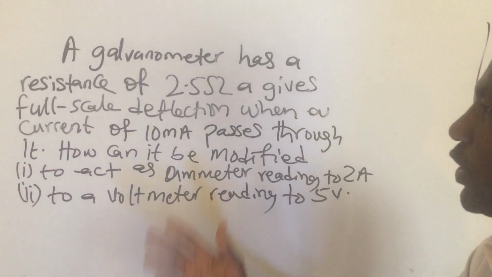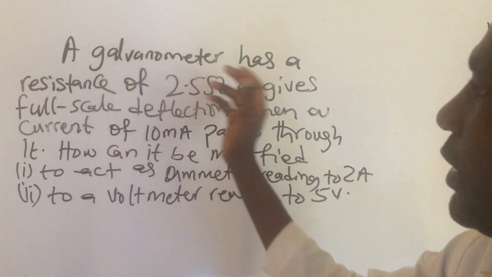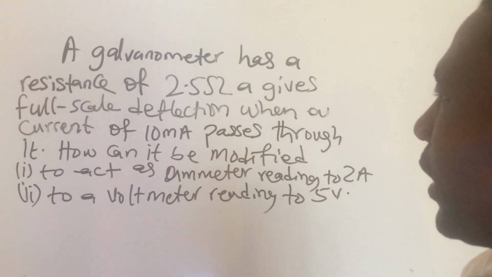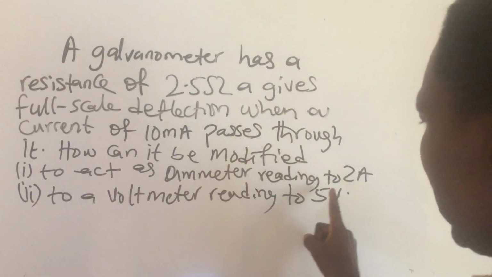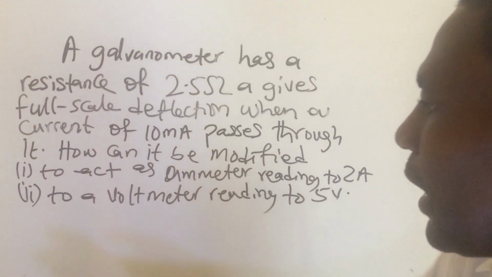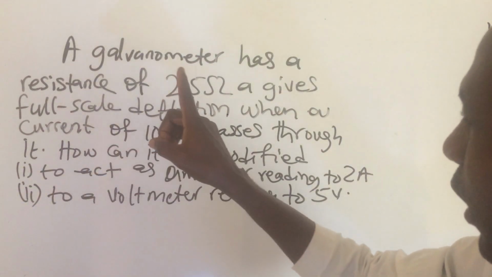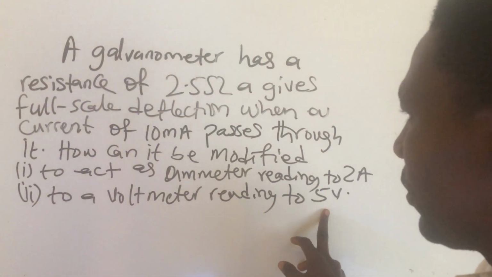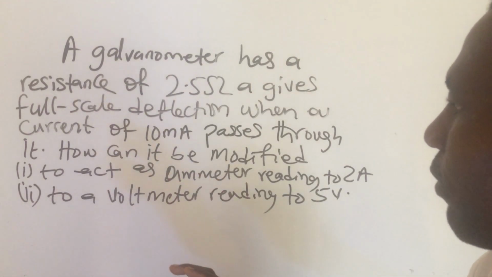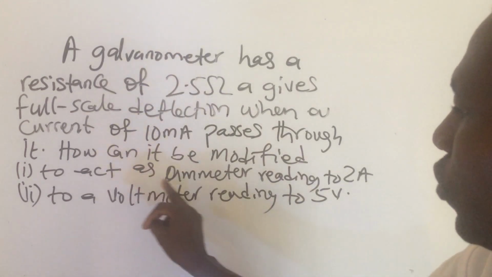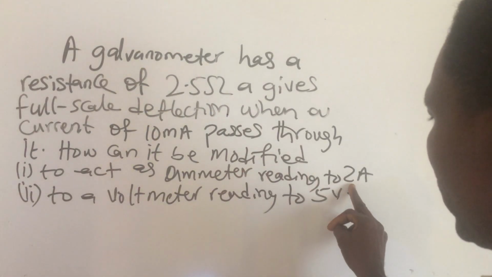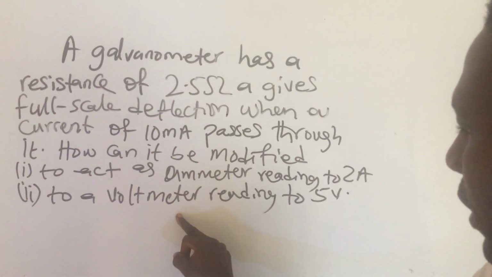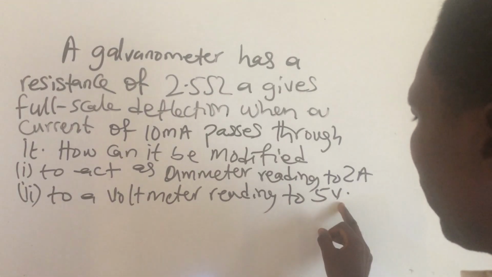Okay, now the question says, how can you convert this galvanometer that can read only 10 milliampere to read 2 ampere? And after that, convert it again to become a voltmeter in order to read 5 volts. So there are two questions we are going to solve here: converting this galvanometer to an ammeter to enable it to read 2 ampere, and also converting this galvanometer to a voltmeter to enable it to read 5 volts.